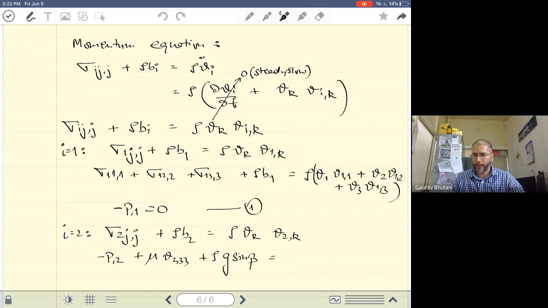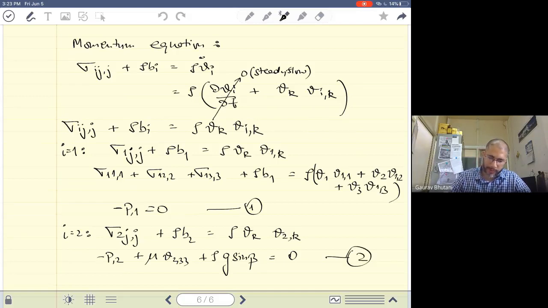And then the right hand side is rho times v1 times v2 comma 1, which is 0 because v1 is 0. The second term is v2 times v2 comma 2. Now we also know that v2 comma 2 is 0 because v2 was only a function of x3, so that's 0 as well. And the third term is v3 times v2 comma 3, which is 0 because v3 is also 0. The right hand side again simply becomes 0. So this is our equation number 2.